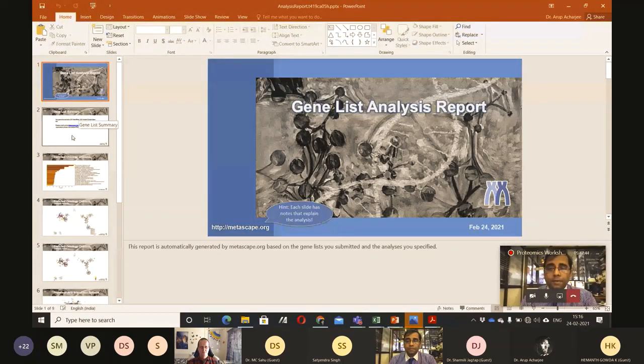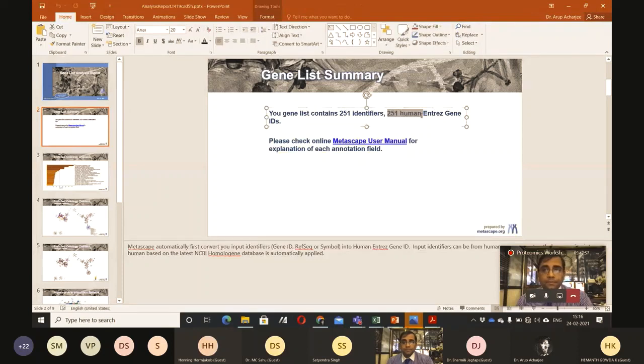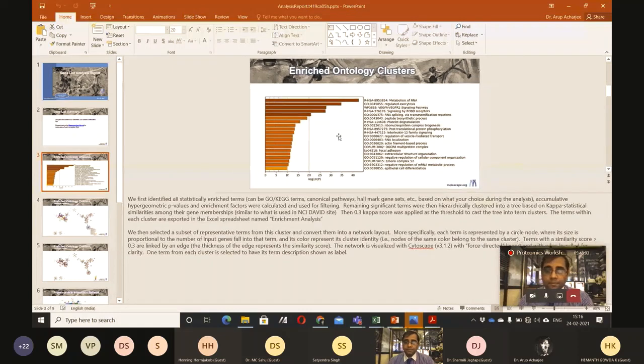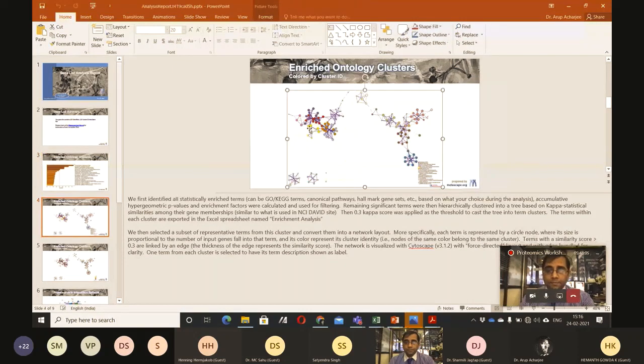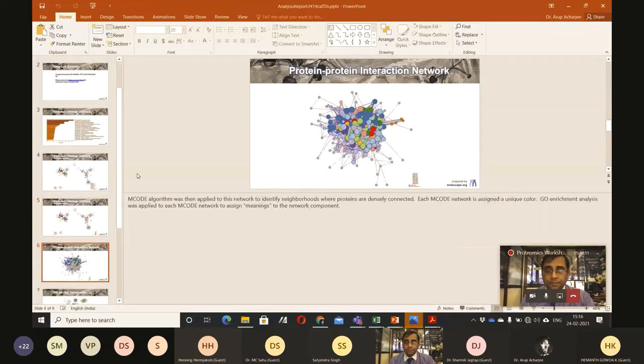So this is the analysis report. This is a PowerPoint. It gives you a brief summary that we had 251 identifiers. If you remember, we had started off with 256, but we could only map 251 with the human Entrez gene IDs, and then it gives you how they have come up with this. These are the figures that you can use directly. This is an open source software, so you can give them the proper citation. You can use these figures in your publications as well.